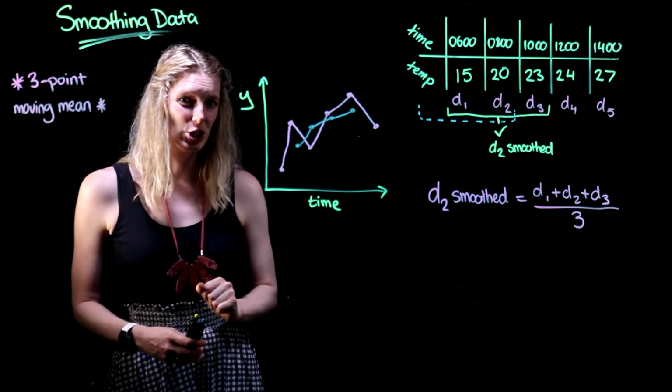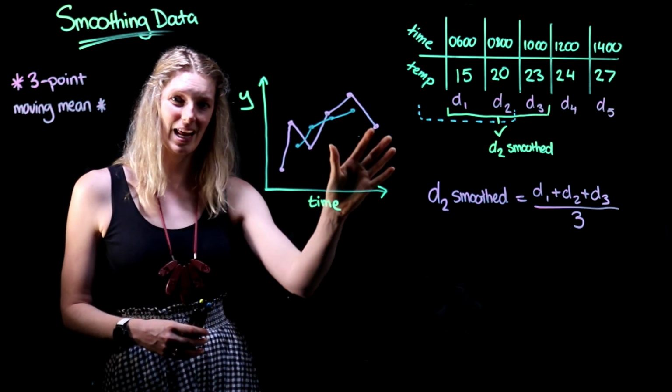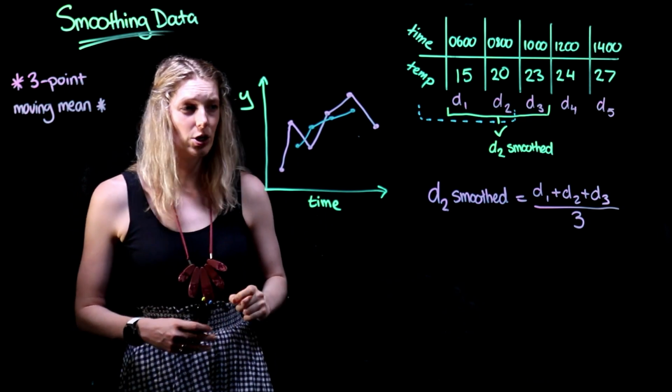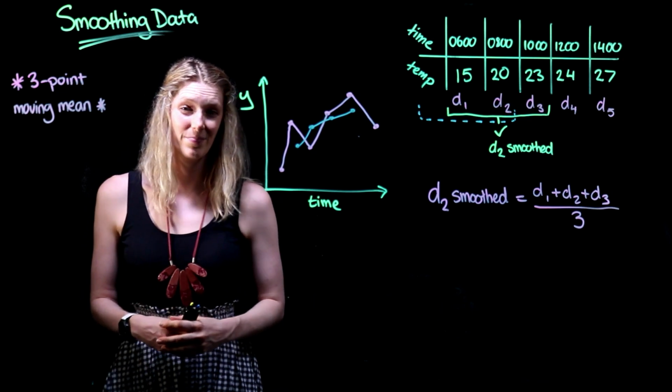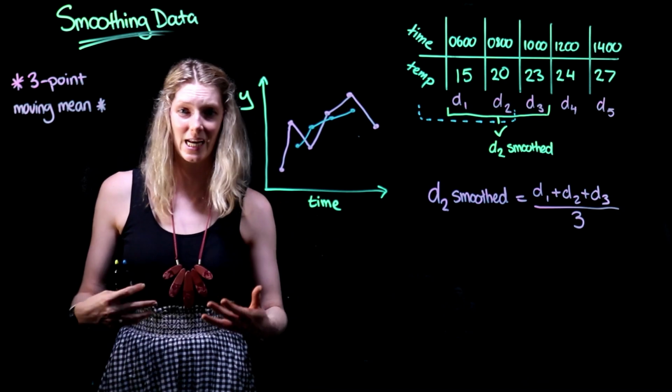However, like we mentioned earlier, we can see that we've actually lost our first and our last data point in our smooth data. So the more and more points you use to smooth the data, even though we're just using 3, you can also use 5, 7, 9, etc.